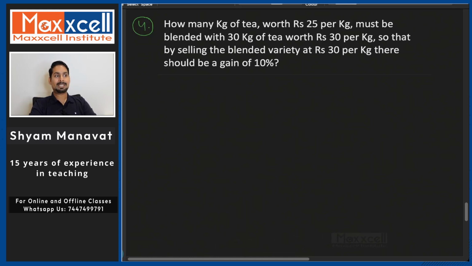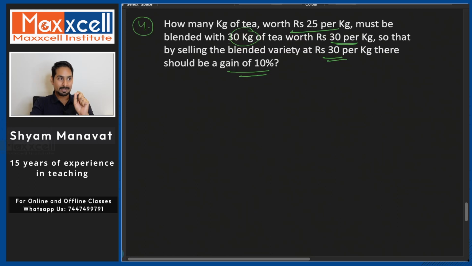Next, how many kgs of tea worth 25 rupees per kg must be blended with 30 kg? The quantity of the other portion is given: 30 kg of tea, which is worth 30 rupees per kg, so that selling the blend at 30 rupees per kg, there will be a gain of 10%. Oh, a lot of things at a time. Well, no worries, we'll handle this.